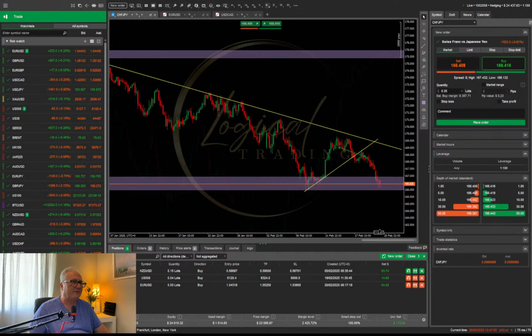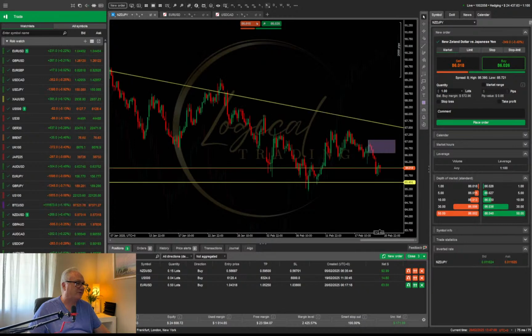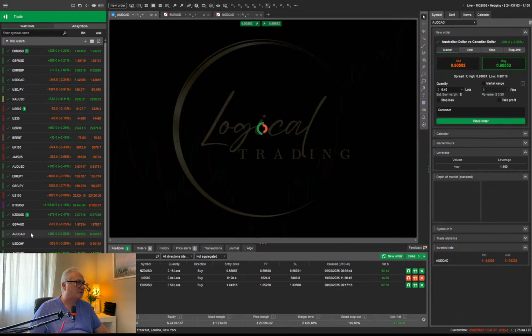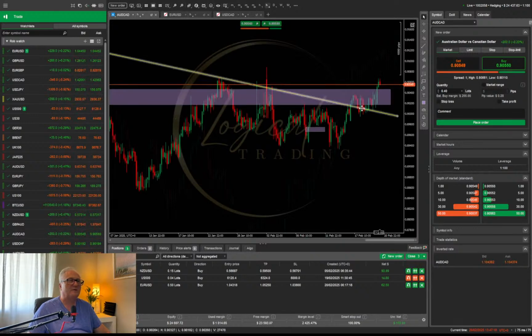Got annoyed at that one because, although I made a profit, it took my stop loss out in profits. And then which one was it? The euro. These are going down nicely. Australian dollar, Canadian dollar, that looks like a nice long going to the upside. So there's a few on there if you want to check it out that are going in our direction.